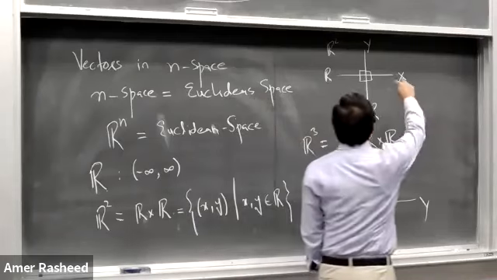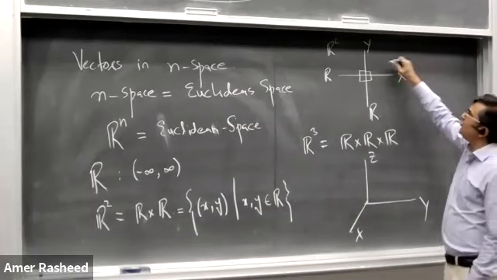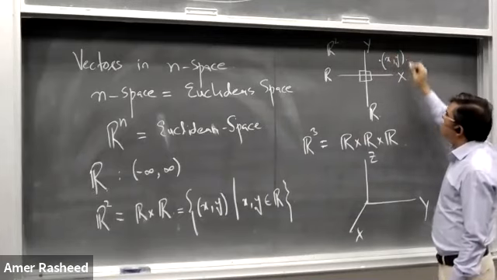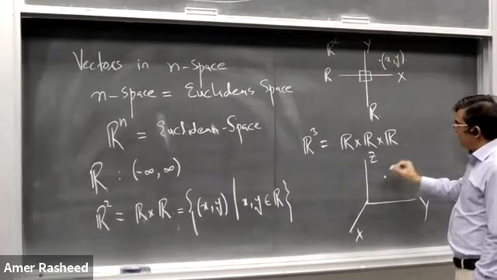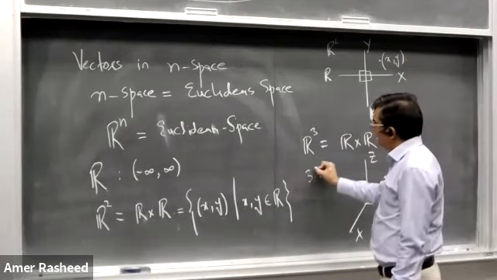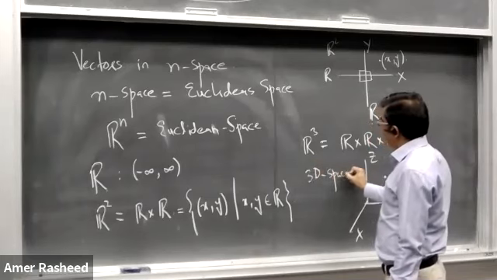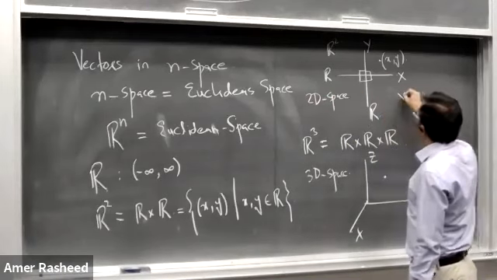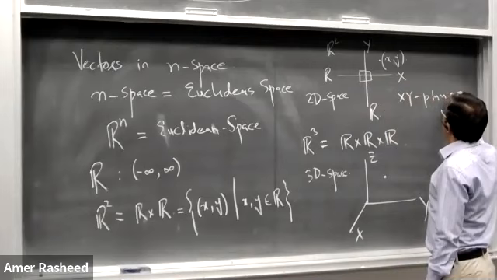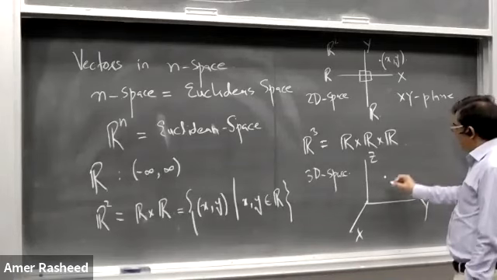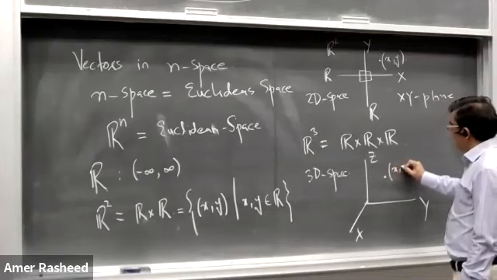So any point in this R square is denoted by X, comma, Y. Okay, and any point in this R cube, we call it 3D space, and we call the other 2D space, or 2D plane, or XY plane. Many names are in the market for these kinds of things. Now, any point here in R cube is denoted by X, Y, Z.